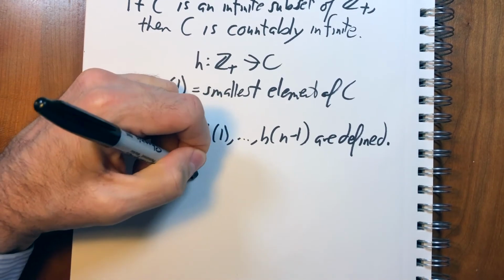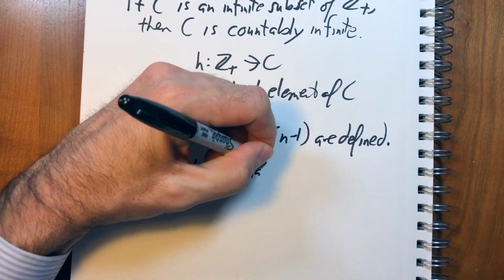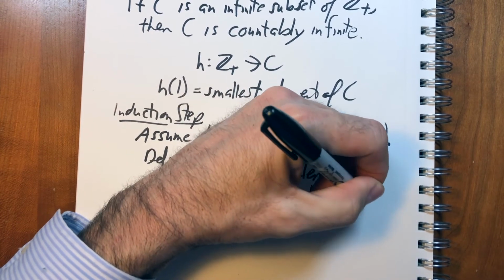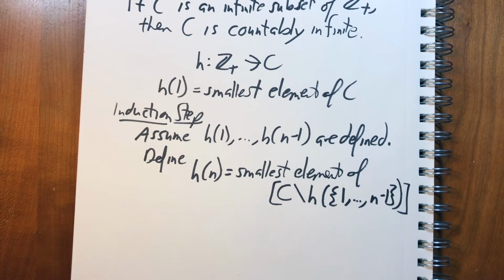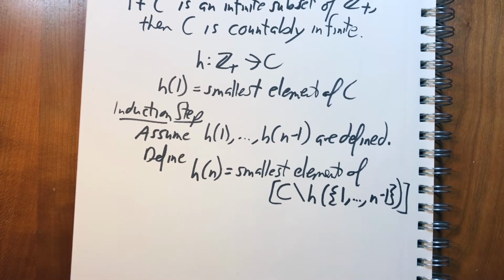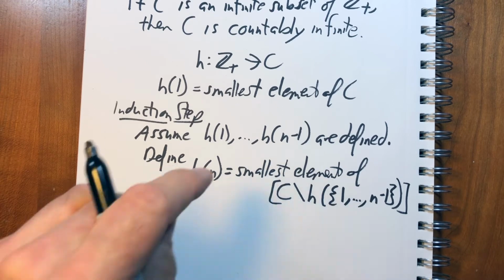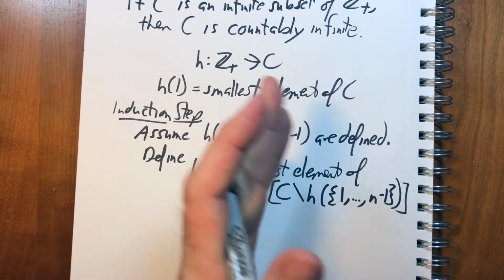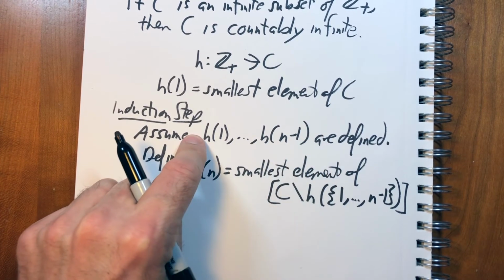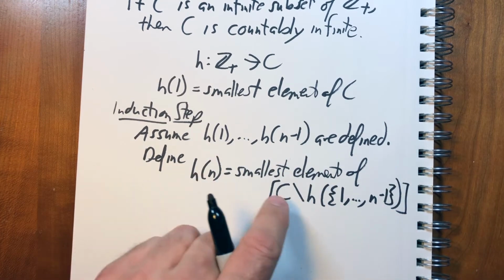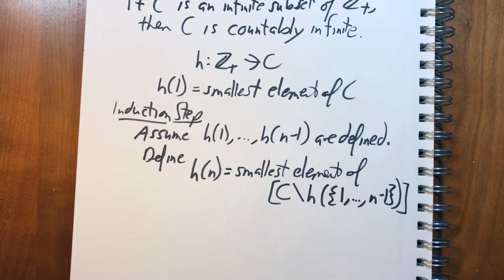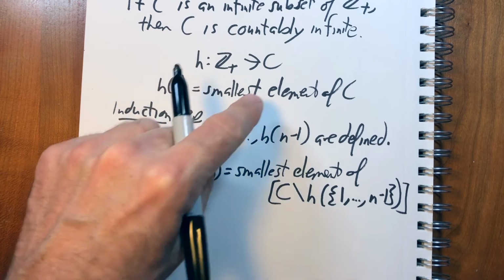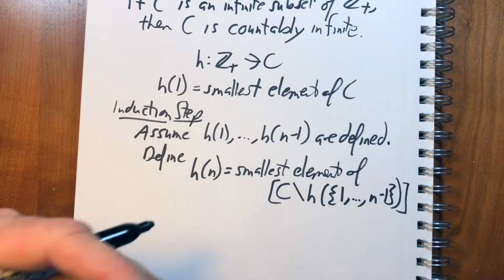Then we define H of n to be the smallest element from the set C minus the image set of the set of integers from 1 to n minus 1. So basically, Hn is the smallest element in C that hasn't already been hit by one of the previous H's, okay? So we take everything that was hit so far, take it out of C, and then Hn is the smallest element that's left. So that means that H2 is the second smallest element of C, right? Because H1 was the smallest element, so then H2 is the smallest element from what's left.